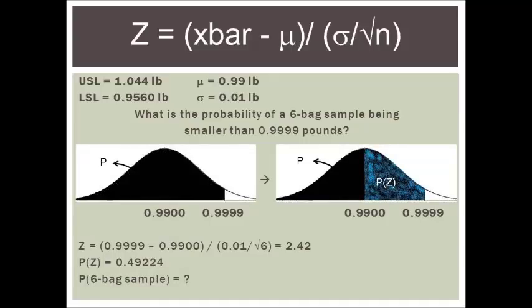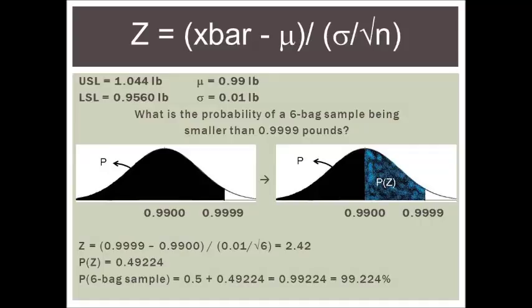So if this blue shaded region of our curve represents the probability that was shown in our z table, because the probabilities in the z table always represent probabilities from the center of the curve out to z, so in this case, the center of our curve out to 0.9999. Then what is the answer to our question? What is the probability of pulling a 6-bag sample out that is smaller than 0.9999 pounds?